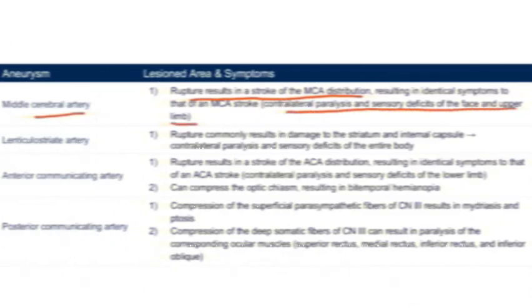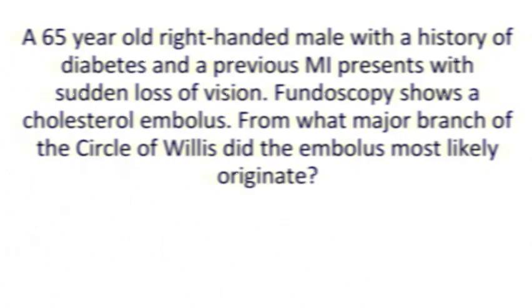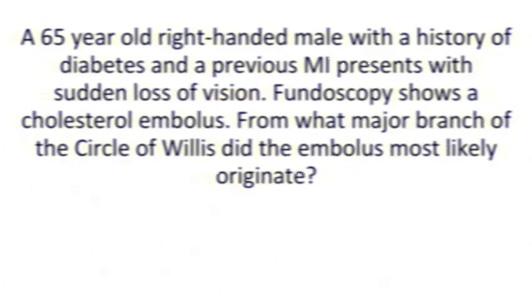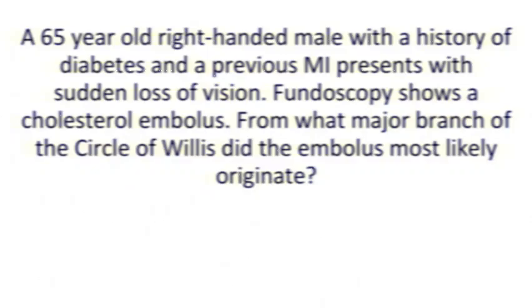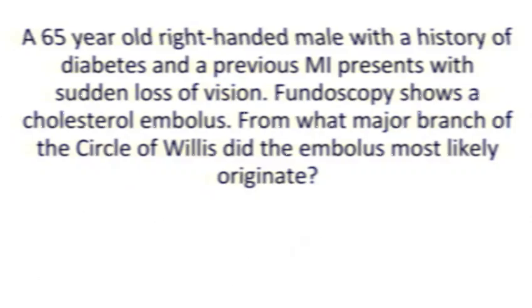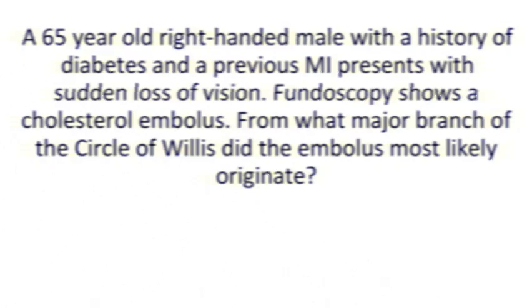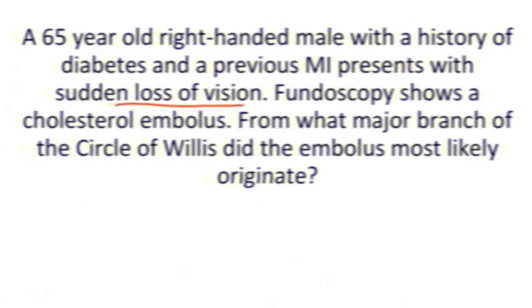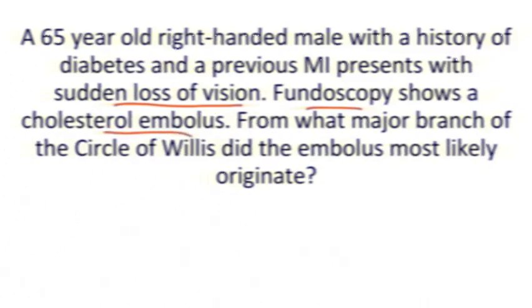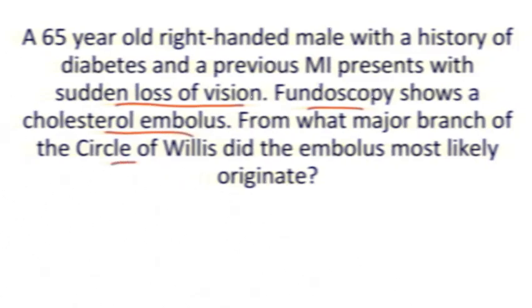Okay, let's do another question. A 65-year-old right-handed male with a history of diabetes and a previous myocardial infarction presents with sudden loss of vision. Fundoscopy shows a cholesterol embolus. From what major branch of the circle of Willis did the embolus most likely originate? Okay, from the question stem, we know that the patient has vision loss, and fundoscopy shows a cholesterol embolus. We also know that the embolus came from the circle of Willis.